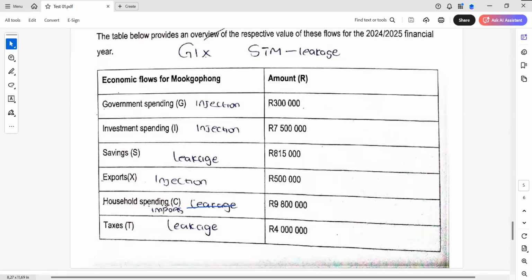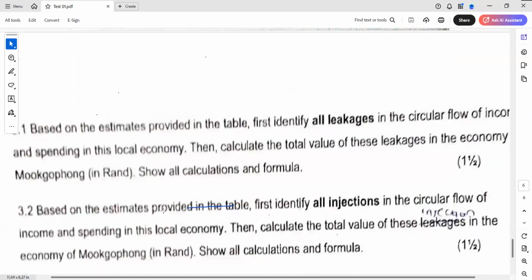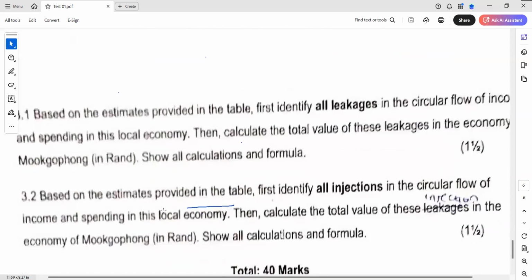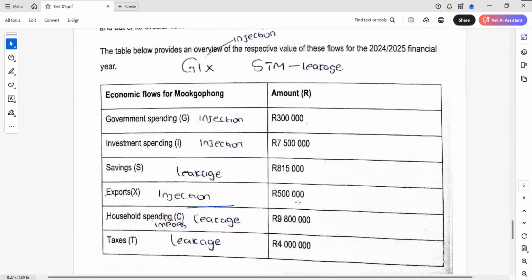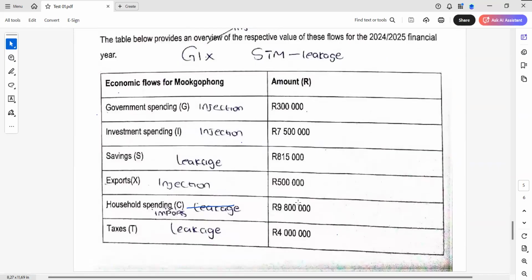I said imports, and why did I do that? Okay, anyway, let's continue, guys. So now they're saying that based on the estimates provided in the table, first identify all leakages. So we've done that. And then now calculate the value of these leakages. And here they're saying calculate the value of the injections. Because now you know what are leakages and what are injections, I think it's going to be easy to answer this question.